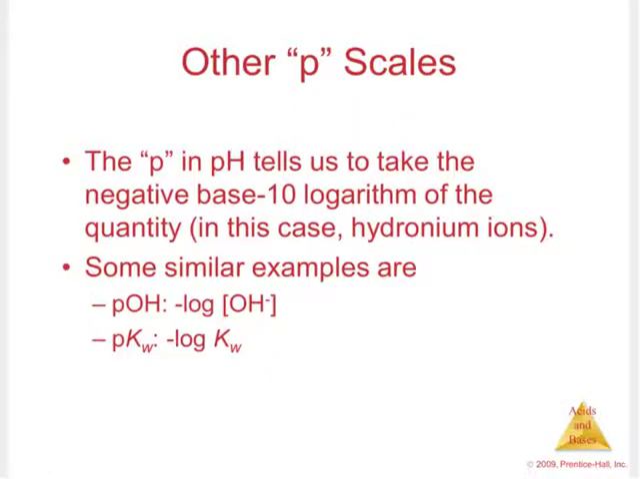So we've learned that pH is equal to the negative log of the hydrogen or hydronium ion concentration. We have some other P scales that work very similarly. For example, we have pOH, which we would find by calculating the negative log of the hydroxide ion concentration. Or we could also use pKw, which is the negative log of the ion product constant for water.